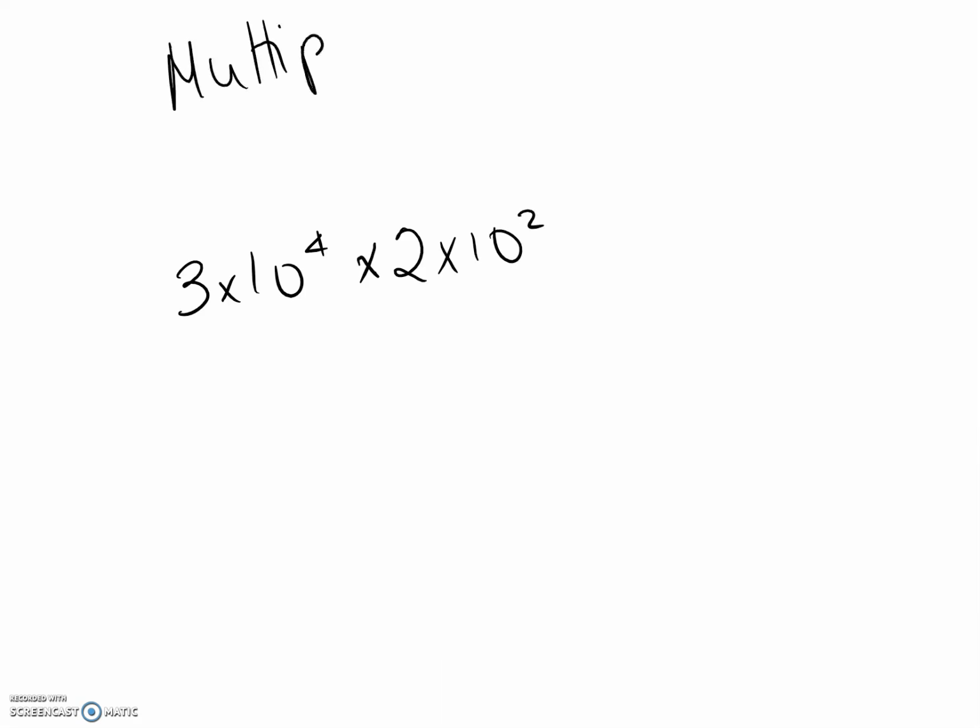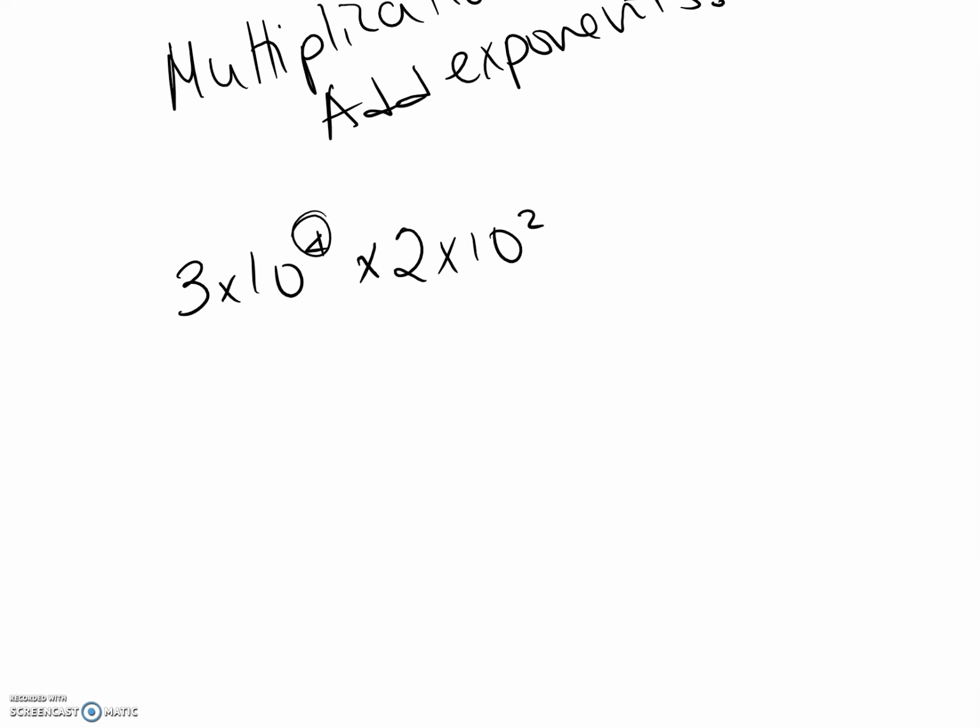We have 3 times 10 to the 4th multiplied by 2 times 10 to the 2nd. So during multiplication, you're going to add exponents. So if we were going to add our exponents, 4 plus 2 is 6. So this is our new exponent.